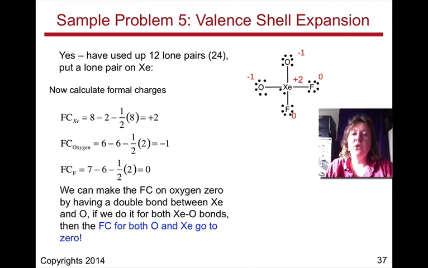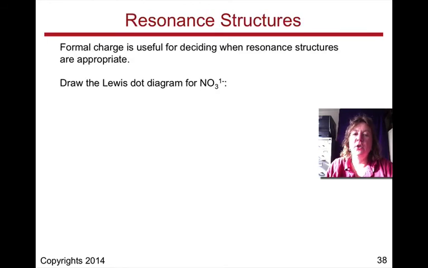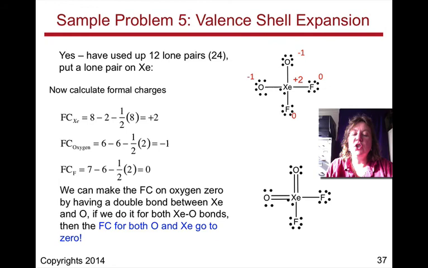Let's see if we can reduce the formal charge on oxygen. We can reduce the formal charge on oxygen to 0 by taking that single bond and making it a double bond. When we do that, we no longer have a formal charge on each of the oxygens, and we also no longer have a formal charge on xenon. So that gives us the best Lewis structure.